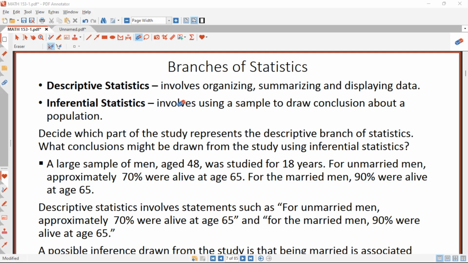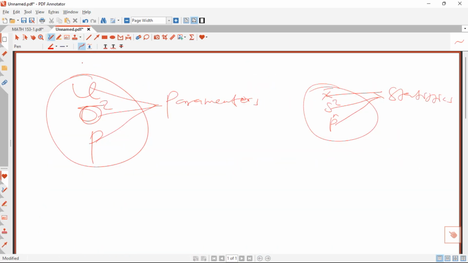So what is inferential statistics? Inferential statistics too involves using a sample to draw conclusions about the population.